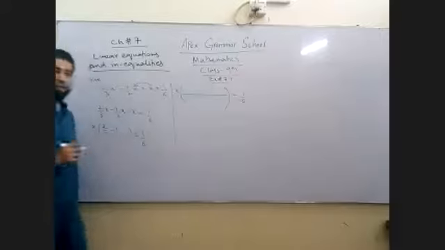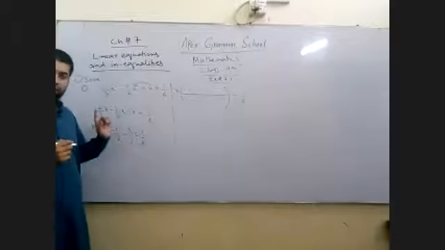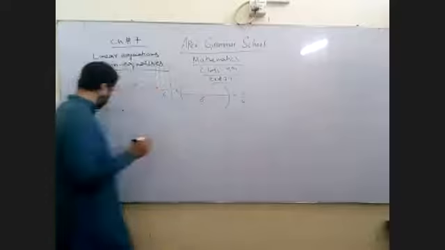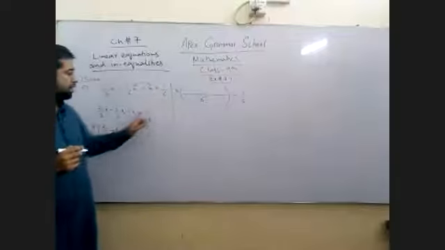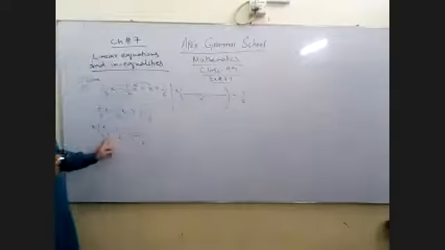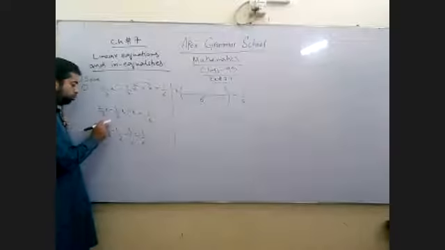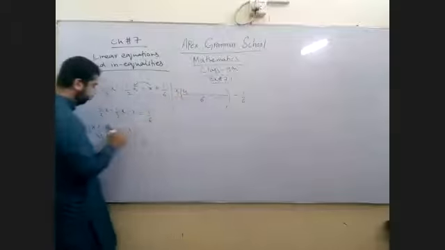And now we need to take the LCM of 3, 2 and this one. 3 2s are 6. LCM must be 6. 6 divided by that 3, answer is 2. So 2 multiplied by this numerator 2, 2 2s are 4, so 4 will be here.